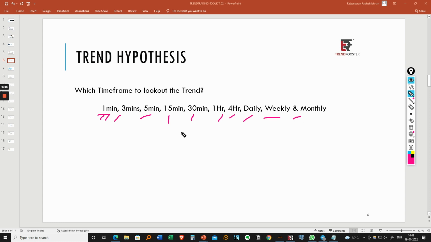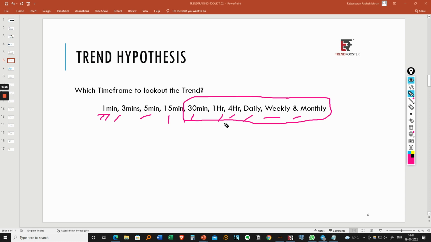So where do you want to look at the trend? If you look at the 1 minute trend, it will be choppy and you will not find the trend. Most of it is noise. On 3 minutes, you may find a couple of bars and a couple of areas, but it may not be sustained. On 5 minutes, yes, there are possibilities. 15 minutes, yes. 30 minutes, obviously you will see the trend, and the higher the time frame, the more quality of the trend you will see.